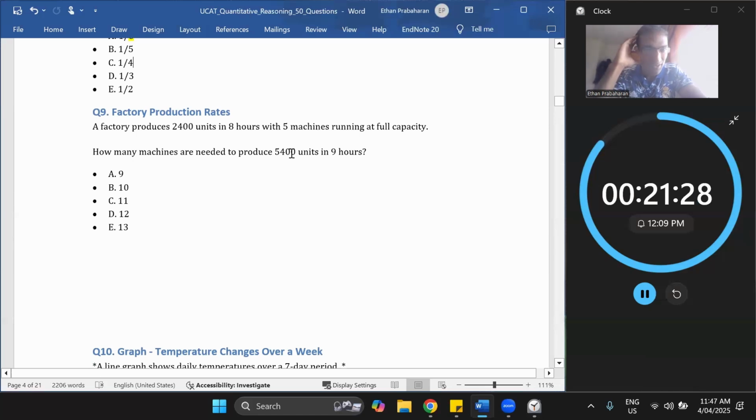How many machines are needed? So that's 60 units per hour. Or is it? No, it's 600 units an hour. If it would produce 300 units per hour with 5 machines, then if we need to produce 600 an hour, we need 10 machines.